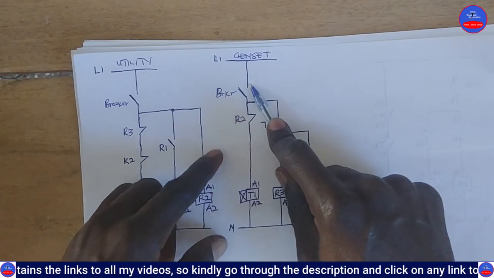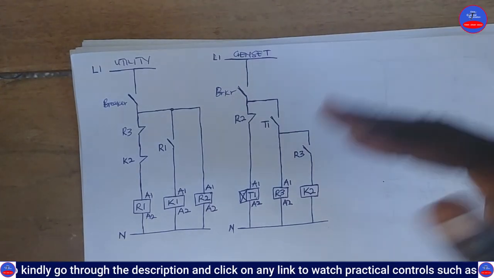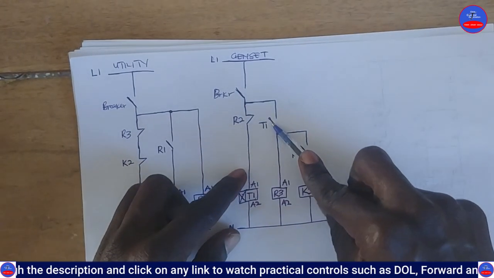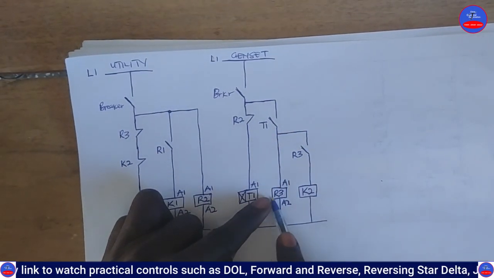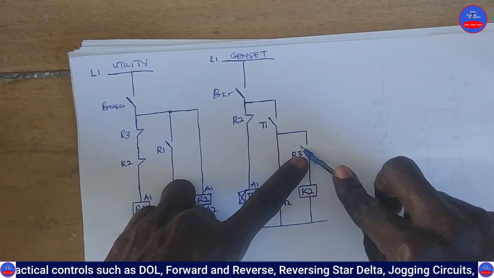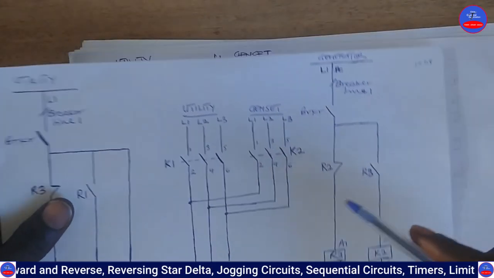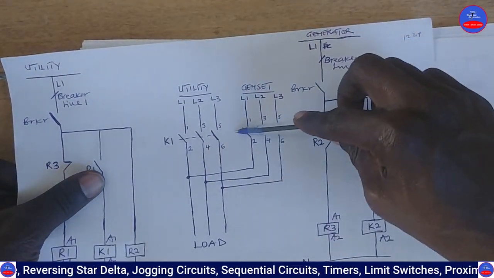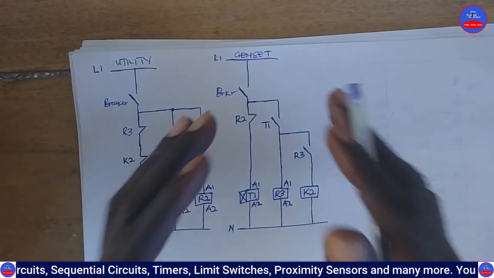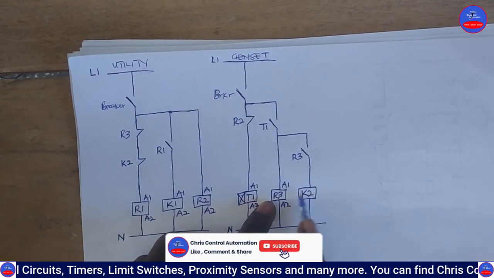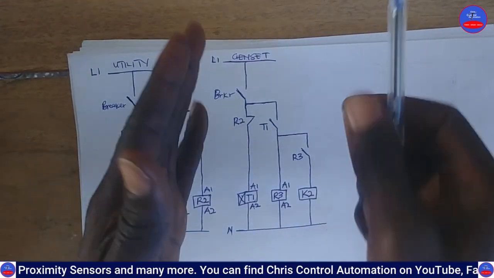As this breaker closes, current will flow through this R2 contact to energize the timer. The timer will delay for some time. After the preset time, this contact will close. This R3 will energize because current will flow through here. When this R3 energizes, the contact here will close and then the K2 will energize. As it energizes, these contacts close and the generator power is applied to the load. So now we are operating on the generator. As these contacts are energized, these other contacts are all open.